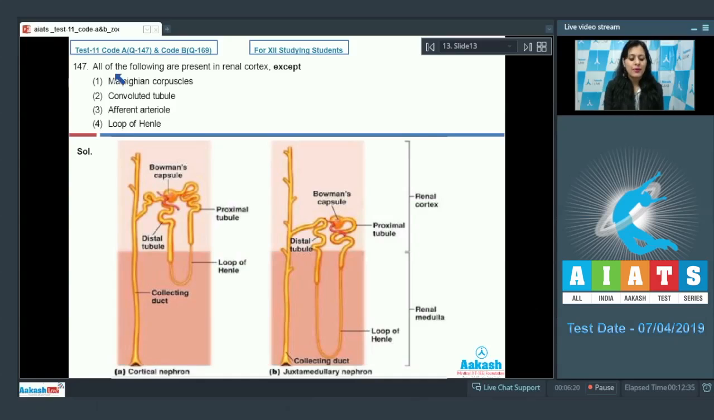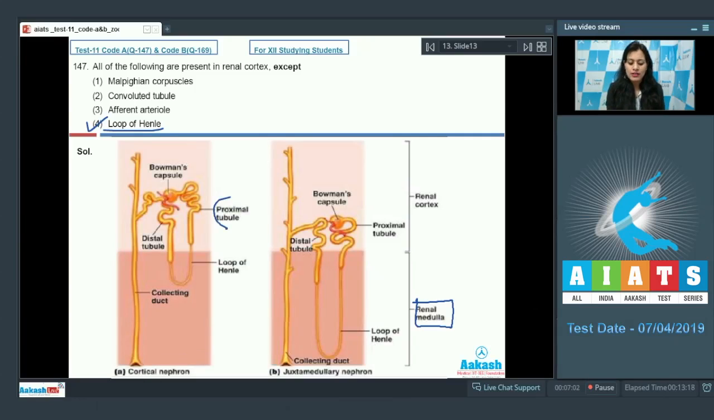Question number 147. All of the following are present in renal cortex except, and the options are Malpighian corpuscles, convoluted tubule, afferent arteriole and loop of Henle. And the correct answer to this question is option number 4, loop of Henle. As you can see here in this figure, representing cortical nephron as well as juxtamedullary nephron, and you can clearly see that it is the loop of Henle which is present in the renal medulla.